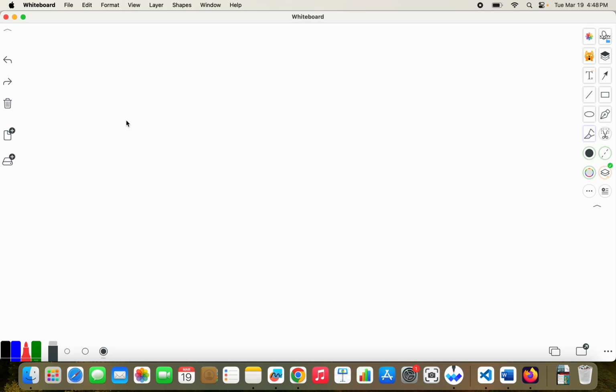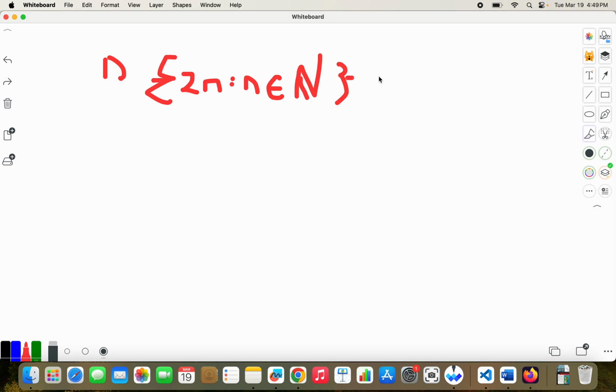This is going to be theorem 1. The set of even numbers. When I say the set of even numbers, I'm going to have to write a formal notation. So it's basically 2n, for all n natural numbers. If this set, the even number set, equals the natural numbers.